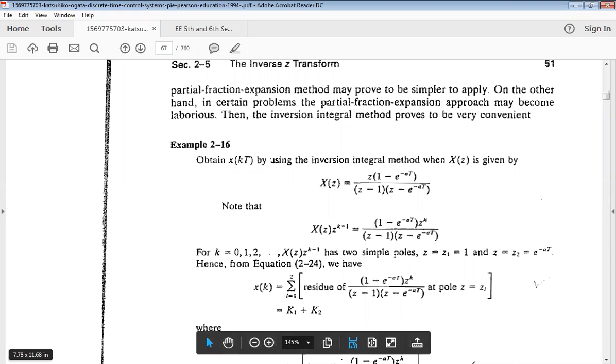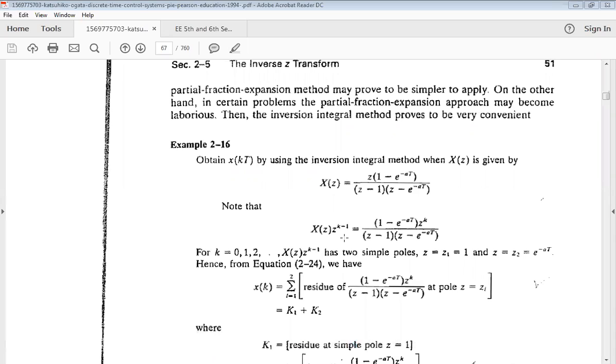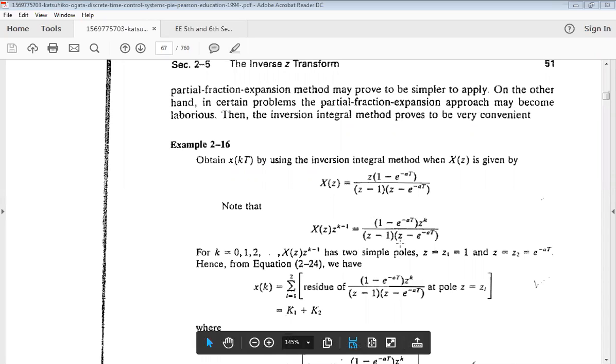So first we have to find the expression X(z) into z to the power k minus 1. If you multiply by z to the power k minus 1, then the X(z) expression becomes 1 minus e to the power minus aT into z to the power k divided by z minus 1 into z minus e to the power minus aT.